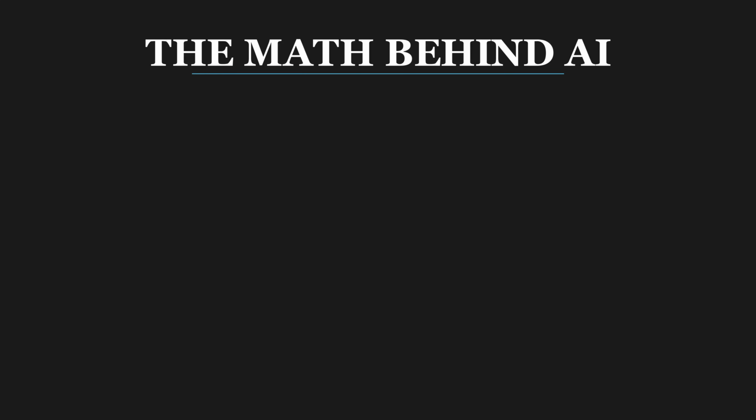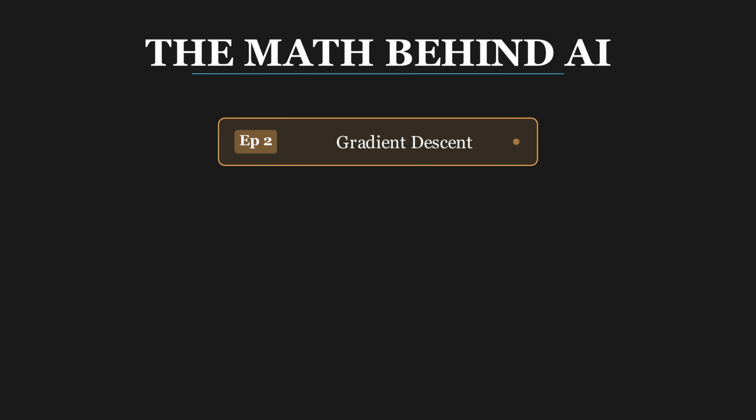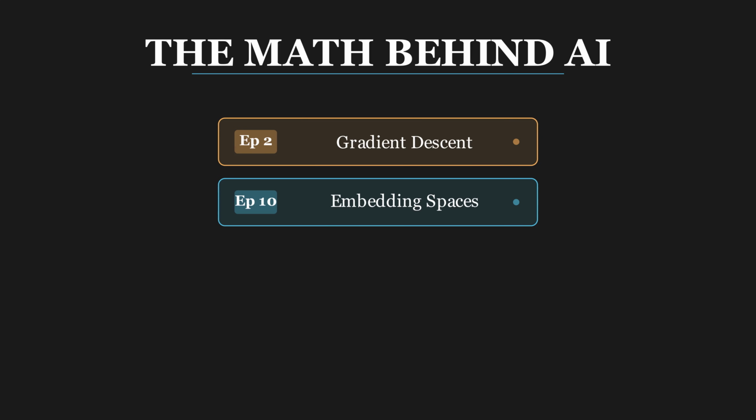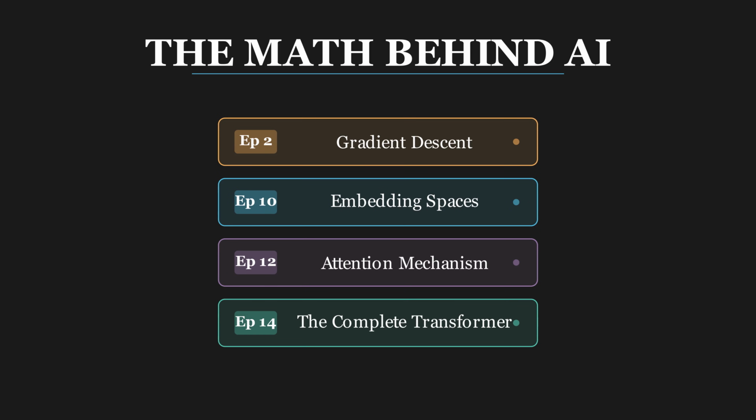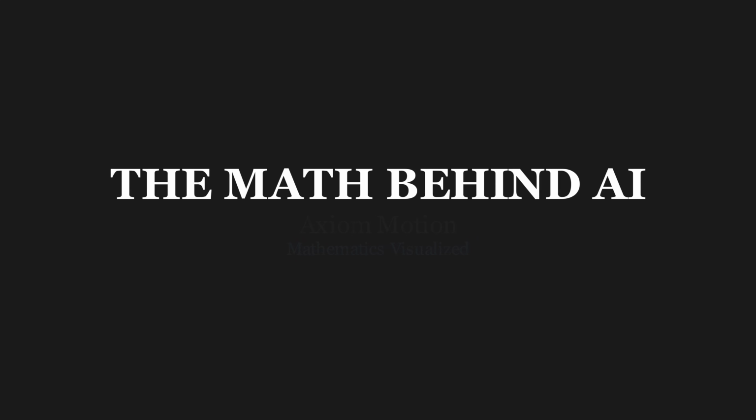In this series, The Math Behind AI, we'll take each of these ideas and explore them in depth. We'll watch gradient descent navigate a loss landscape in 3 dimensions. We'll see why king minus man plus woman equals queen, and what that tells us about how AI understands language. We'll animate the attention mechanism, the single equation that powers ChatGPT, Claude, and Gemini. And in the finale, we'll put every piece together into one unified picture of the transformer. The math behind AI is not as hard as you think. It's beautiful, it's visual, and it's waiting for you.